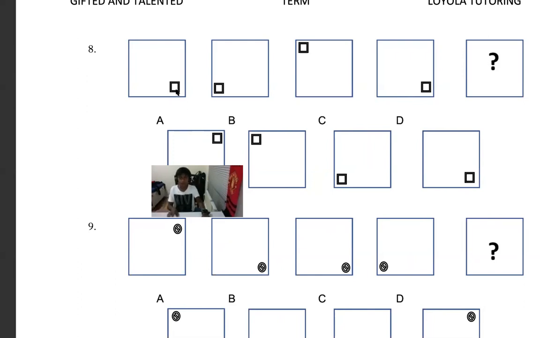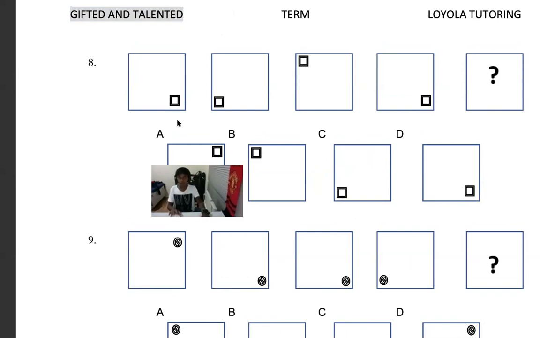So the pattern is the square goes +1, and then it goes +1 again. Then it goes +2, right? So this sequence is called the Fibonacci sequence. 1 plus 0 gives you +1. +1 plus 1 gives you +2. +2 plus 1 gives you +3. Then 3 goes to here.